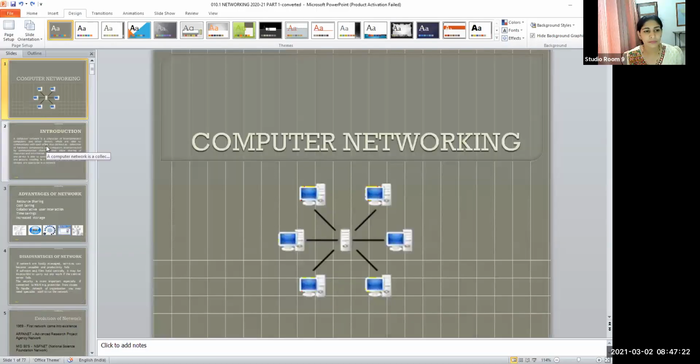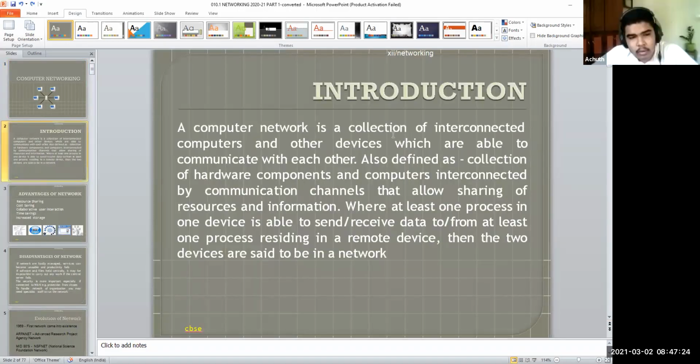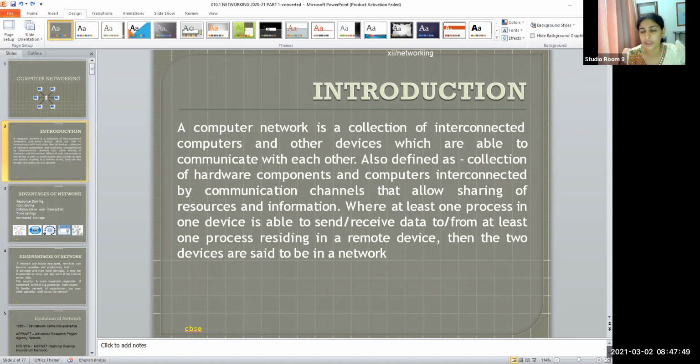Now, what is a computer network? That is a definition that I will show you in a slide. Ma'am, name of the chapter? That unit is networking. Chapter name, networking 1. Networking 2, networking 3. Three networking chapters are there. This is the first, introduction to networking.